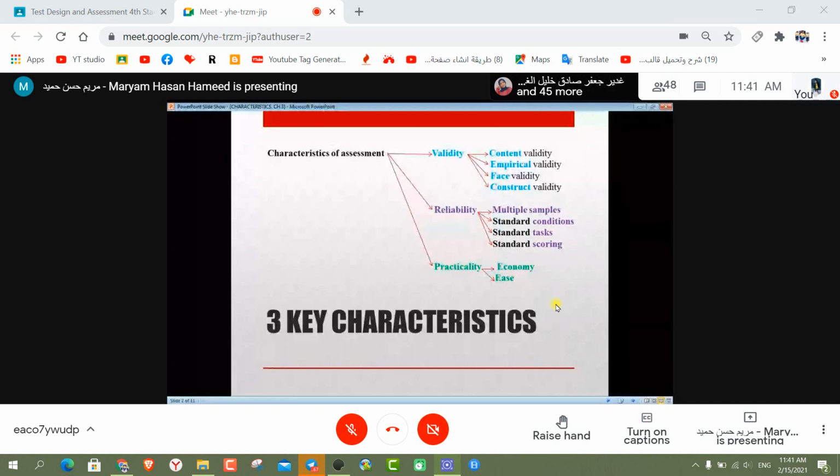Let me explain this a little bit more. To make a valid test, first is validity. Validity is the degree to which a test measures. This is the most important point with this characteristic, which is the degree. Validity means the degree to which a test measures what it is supposed to measure.